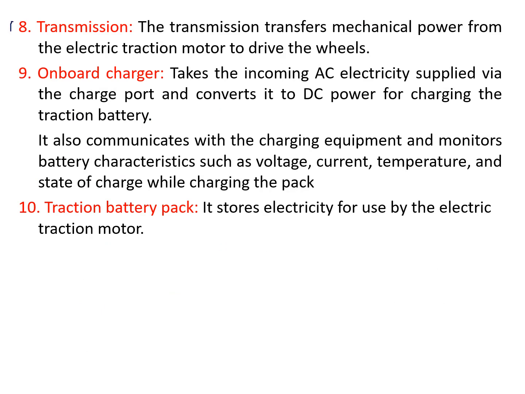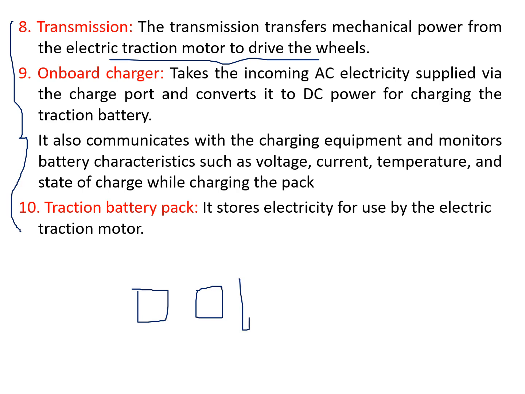Here these are the transmission, onboard charger and traction battery pack. So what does the transmission do? The transmission transfers mechanical power from the electric traction motor to drive the wheels. We saw in the diagram, this is the electric motor, here the drive and shaft, and these are the wheels. This drive is connected here, and here it is connected to the motor. Once the motor starts rotating, the drive connected to the vehicle drives the wheels and starts the rotation of the wheels.